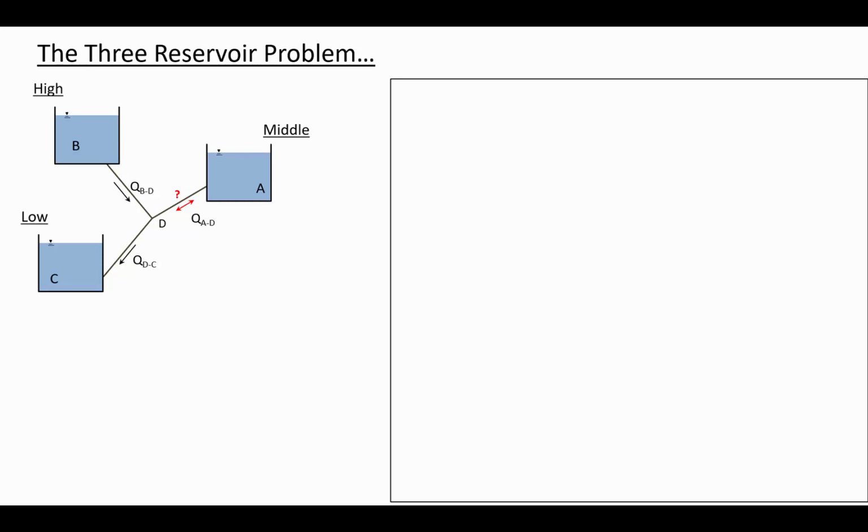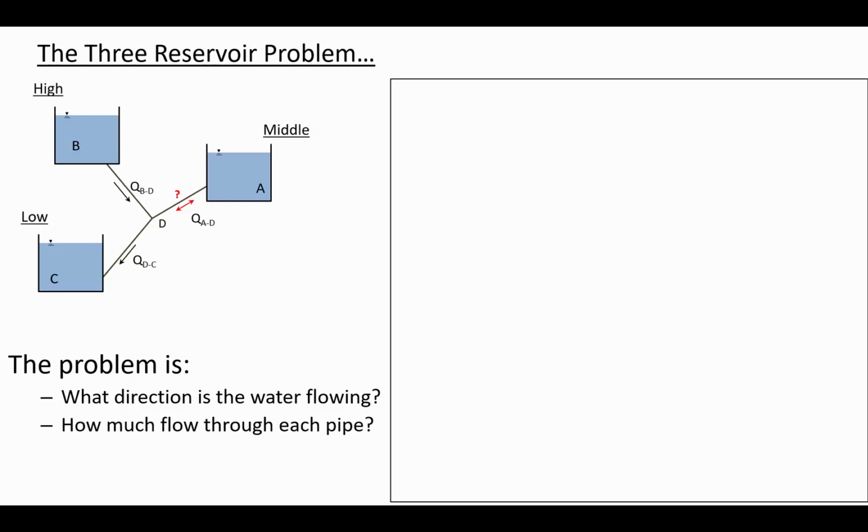The central uncertainty, the question that we've got here, what we're trying to solve is how much water is going through each pipe and whether it's in or out of the middle reservoir. Okay, so that's the problem. We don't know which way the water's flowing. We don't know how much is going through each pipe.